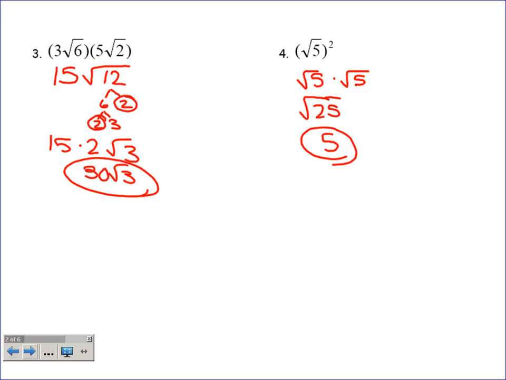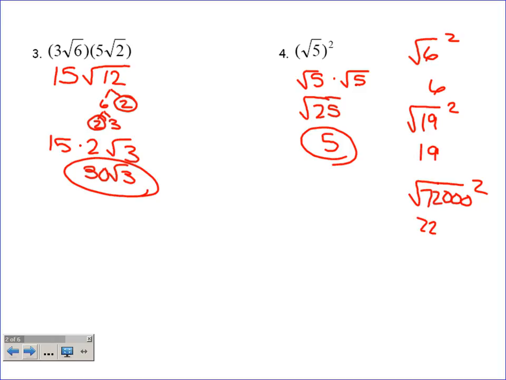So if I said, hey, what's the square root of 6 squared? It's 6. If I said, what's the square root of 19 squared? It's 19. If I said, what's the square root of 72,000 squared? 72,000. So this is the shortcut for it. You do not need to write all this stuff out. If it just says the square root of some number squared, it's just that same number back. Okay?